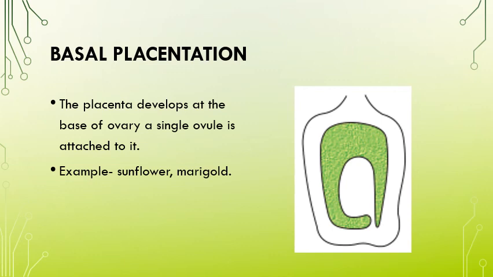Similarly, as we have done in our previous session about estivation, they may give you the name. What is the estivation in pea? You have to write vexillary. Name the estivation of hibiscus, that is twisted. So similarly the examples are very important and they are very scoring too. So be careful and learn them by heart.